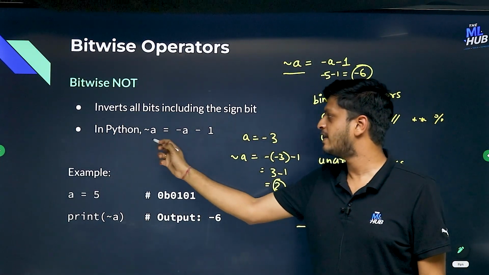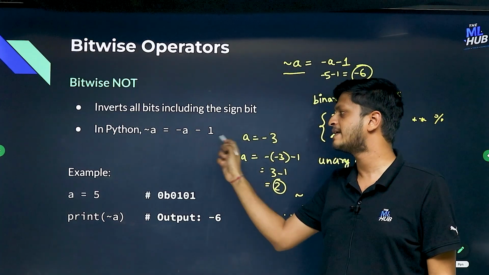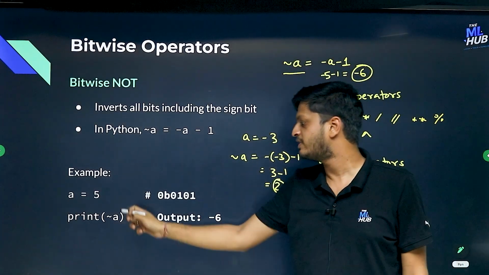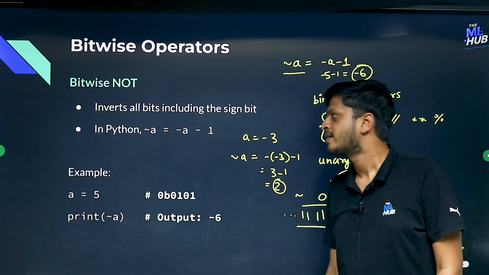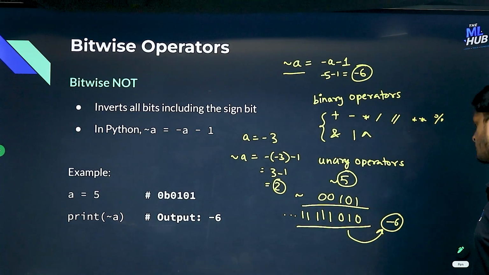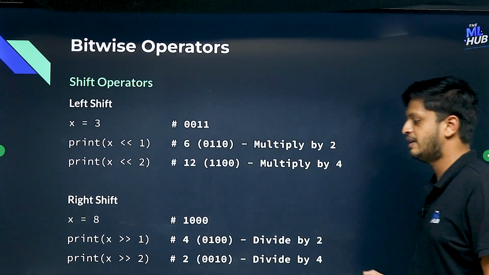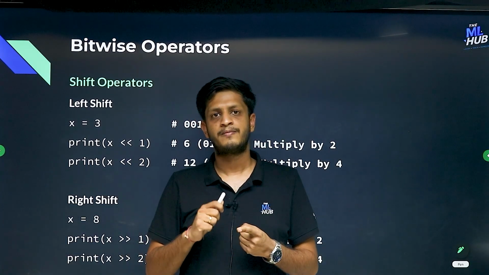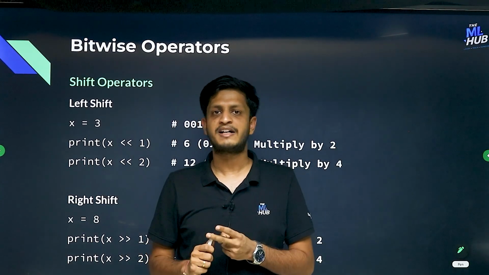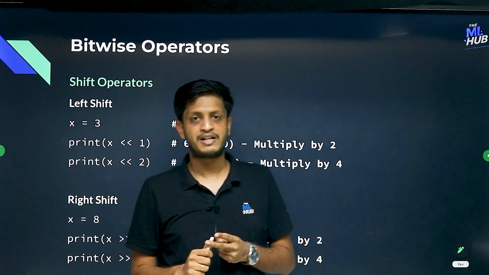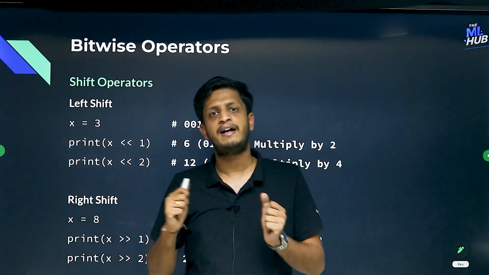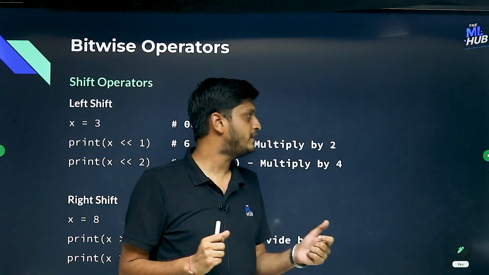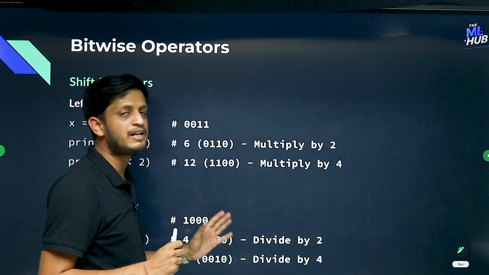So bitwise NOT of a is minus a minus 1. For 5 the answer will be minus 6. So these were some of the bitwise operators. Till now we have seen AND, OR, XOR, and then bitwise NOT. The next bitwise operators are left shift and right shift. What they do is they shift the binary of a number.